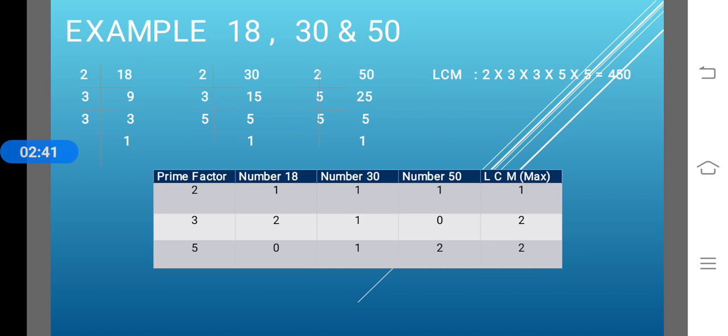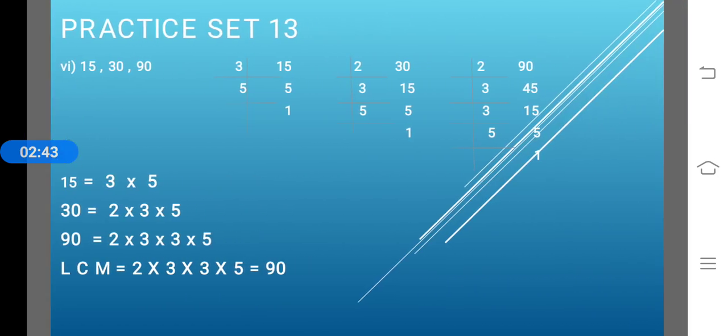Now let's solve practice set number 13. The sixth sum, 15, 30 and 90. 15 is written as 3 into 5. 30 is written as 2 into 3 into 5 and 90 is written as 2 into 3 into 3 into 5. Therefore, the LCM is 2 into 3 into 5 into 3. That comes up to 90.